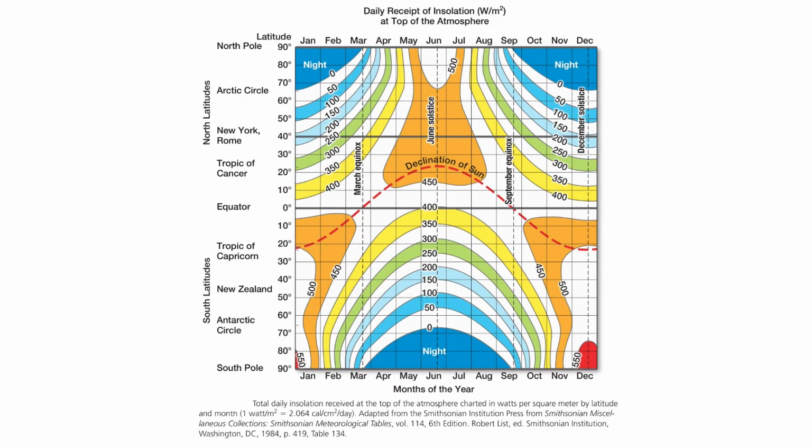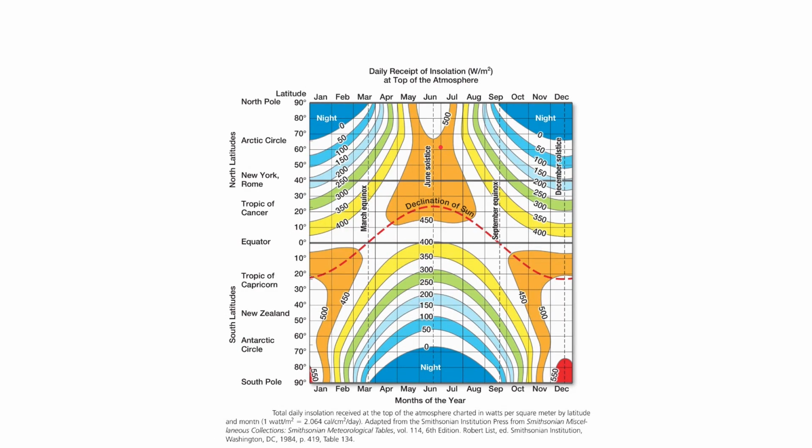Daily insolation. This graph is one of the ugliest graphs that you will see all semester. In fact, it is the most complicated graph you will see all semester. This is a graph of watts per square meter per day received at the top of the atmosphere.